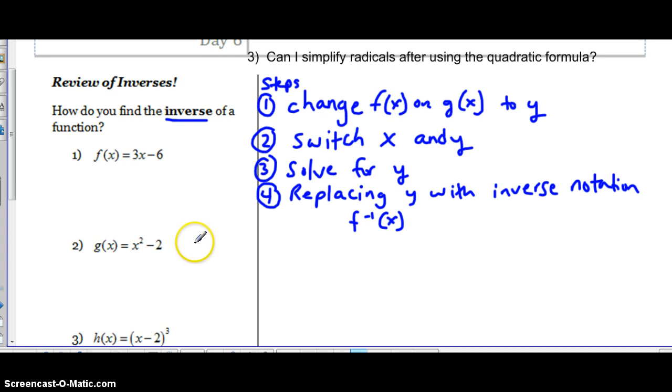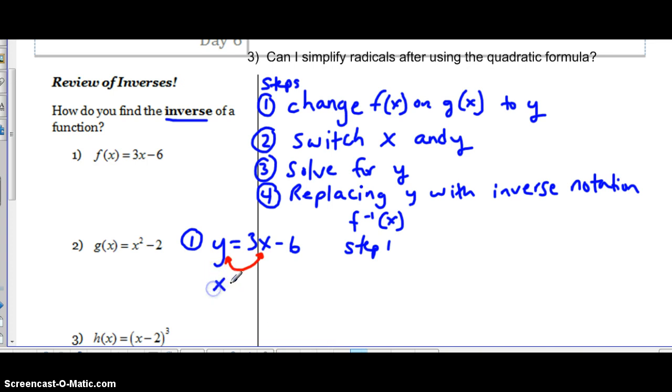Okay, and let's do it over here to problem number 1. Our first step, again, is going to be changing our f of x to y. And then, so that's step 1. Our second step is switching x and y. And let's go ahead and use a different color to show you. So just the x and the y are going to change. Nothing else changes. The 3 stays here, the -6 stays here.